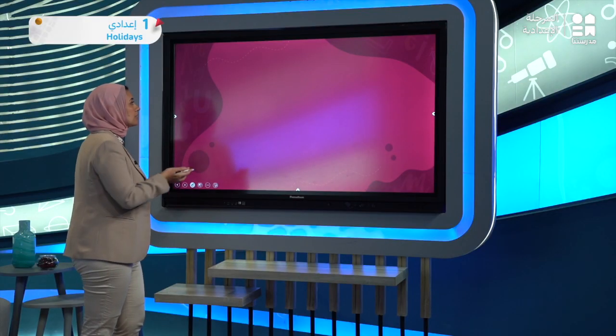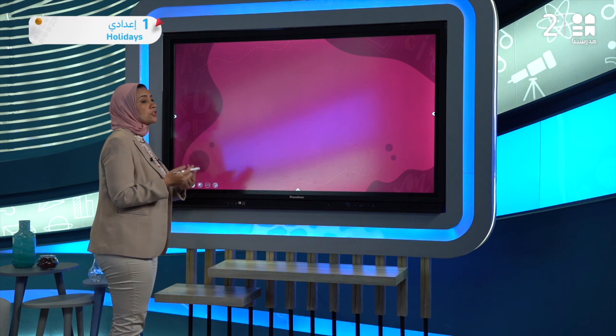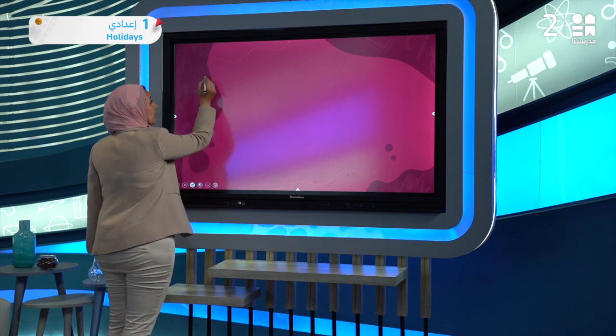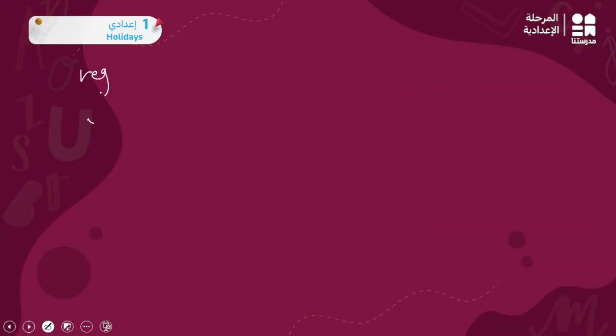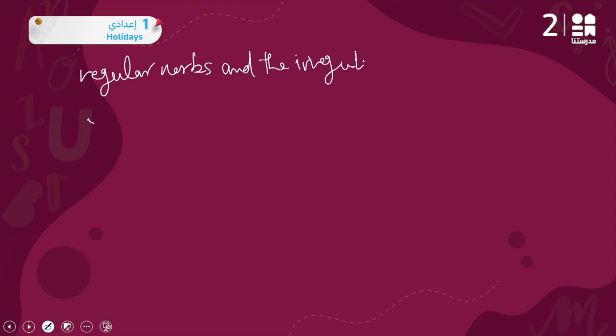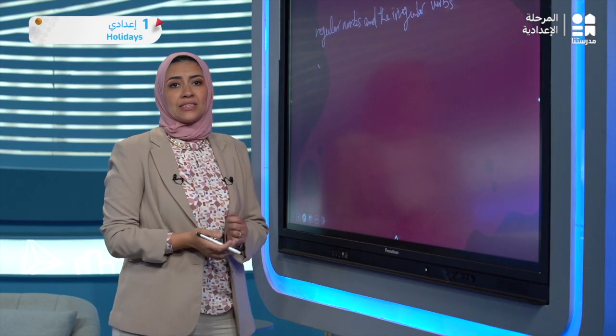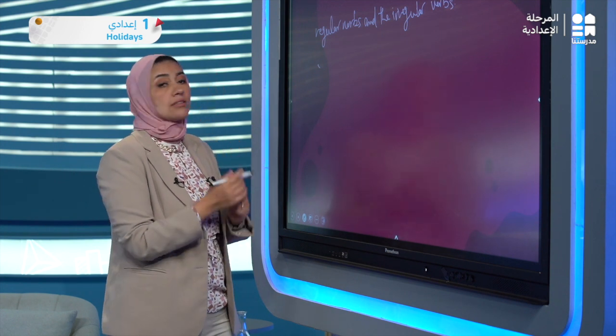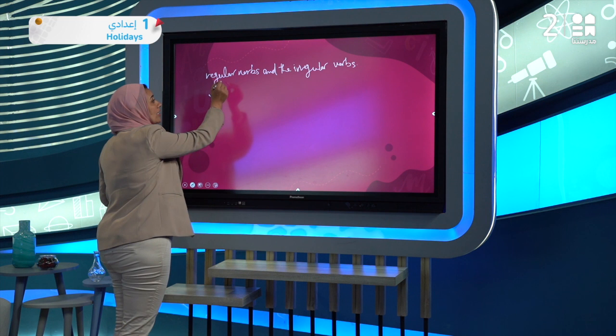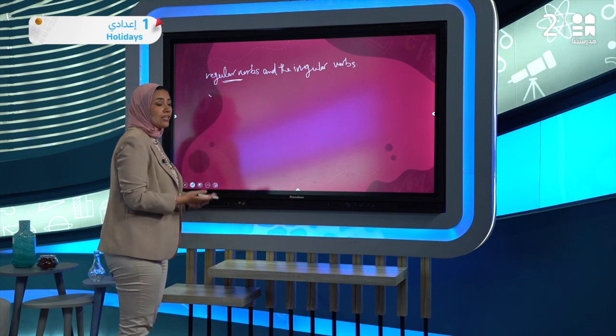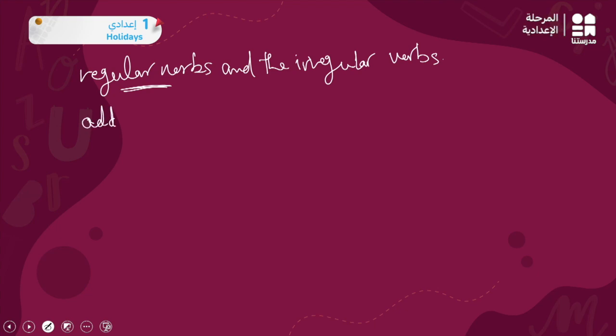طيب to start using the past simple tense, I have to differentiate between two types of verbs. عندنا regular verbs and irregular verbs. تمام؟ اوكي. الريجولار verbs اللي هي verbs to change them to the past I have to add d or ed or ied. يبقى الريجولار verbs هي الفيربات اللي انا المفروض عشان احولها للباست I have to add d or ed or ied.